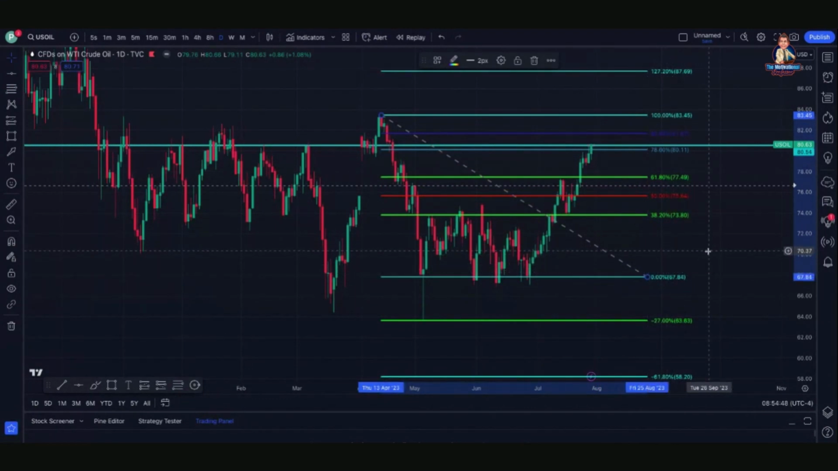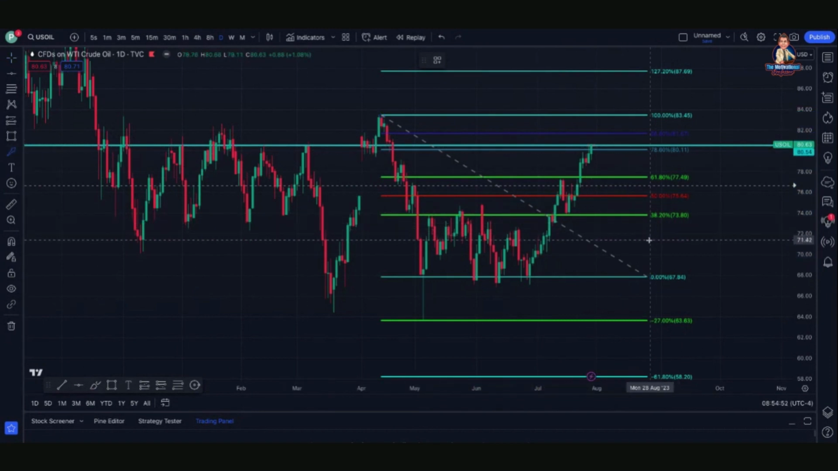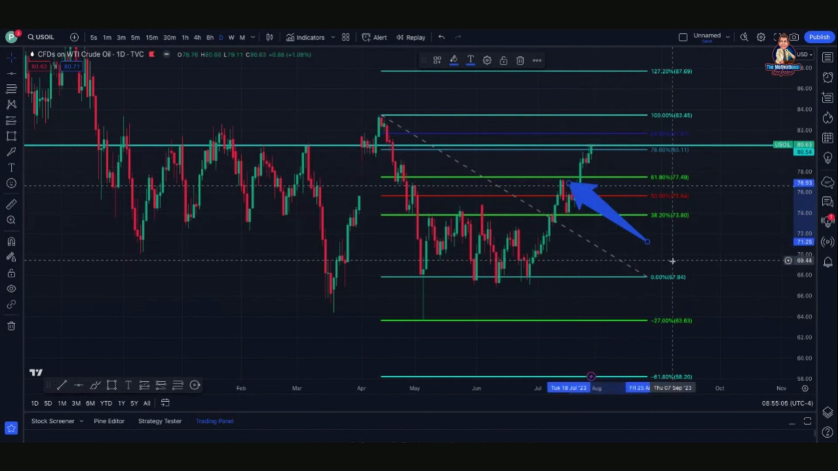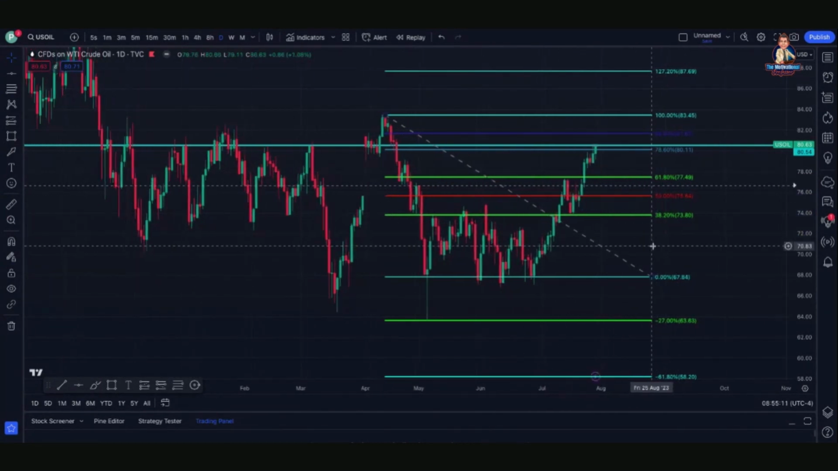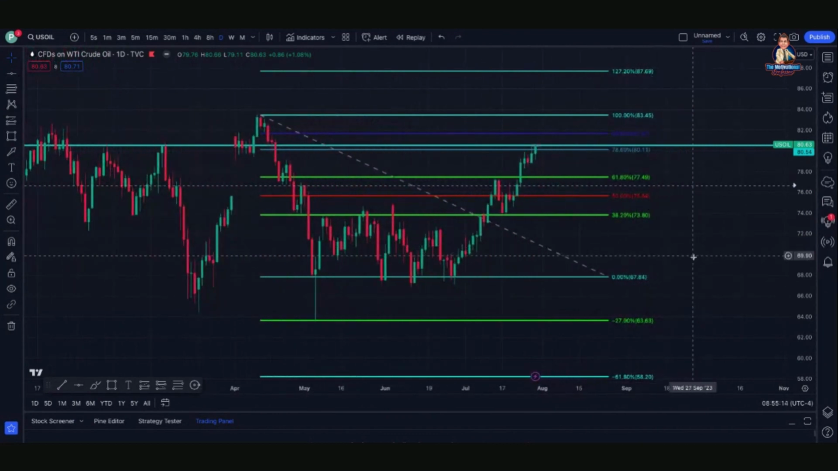So again, we can see here, and I'm going to go ahead and grab a quick arrow, that initially price rejected that golden ratio of the 61.8 on the daily time frame. That's why we had this drop back down towards the 38, and then we bounced perfectly off the 38 and right back up. The reason why I like using the fib levels is because the fib levels are also strong areas of support and resistance.